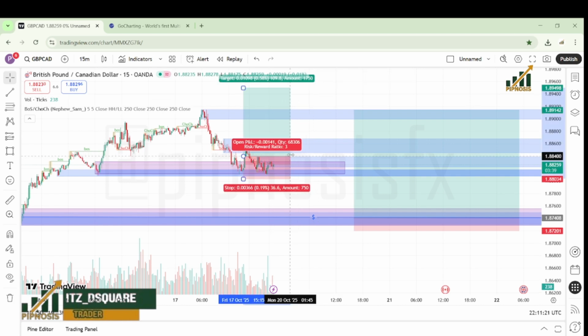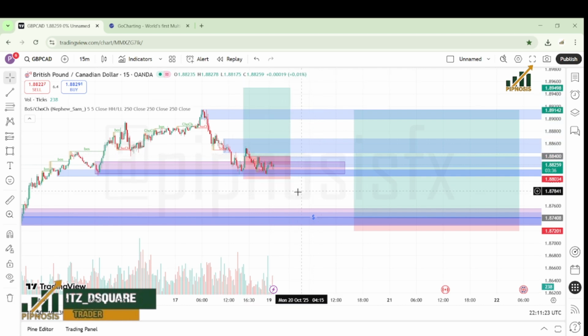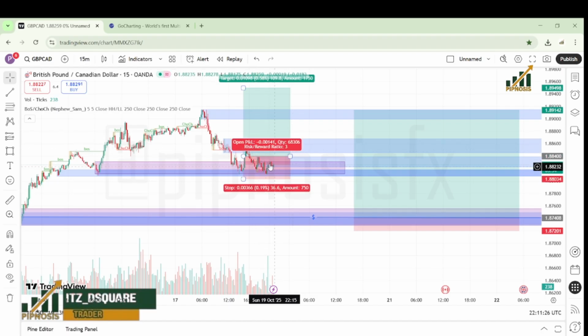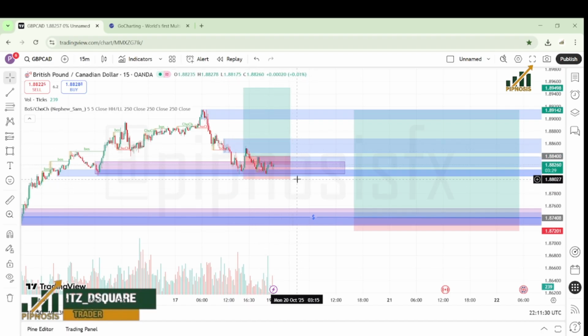But with what I'm seeing, if I was not on the trade, I would have added positions at this level and my SL at the same level. So we are still waiting to see how it plays out this week.